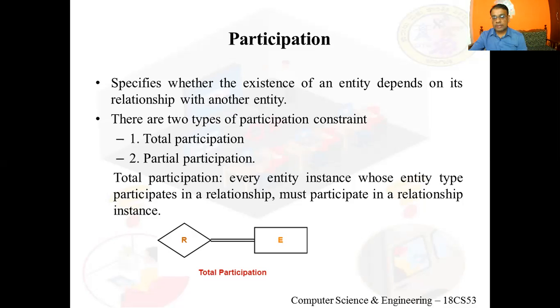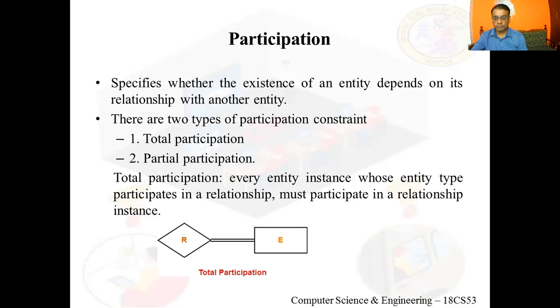The branch exists only if the bank exists. The student exists only if the college exists. So these things are called existence dependency. This participation constraint specifies the minimum number of relationship instances that an entity can participate in. So cardinality is the maximum number of relationship instances, whereas participation specifies the minimum number of relationship instances that an entity can participate in.